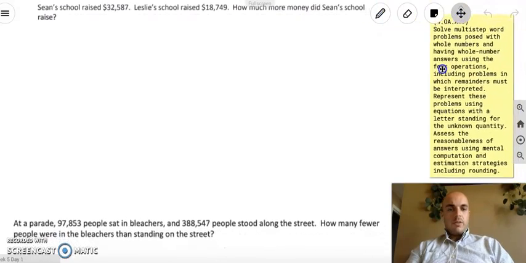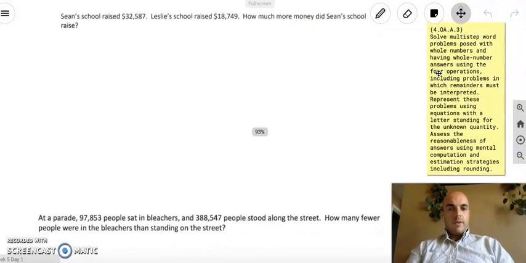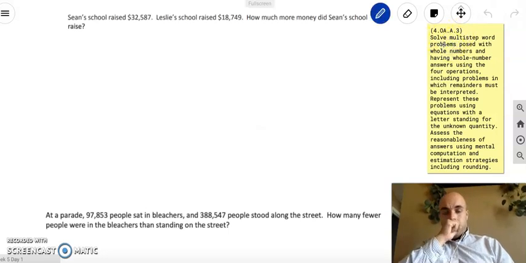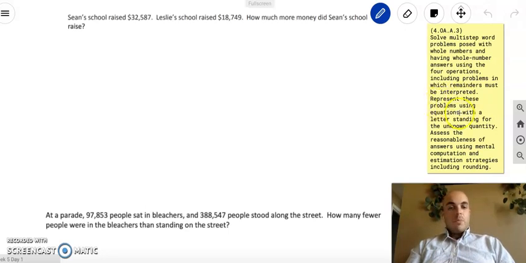Our standard is as follows. It's the 4.OA.3. I'll zoom out just a little bit. And our objective is to solve multi-step word problems posed with whole numbers and having whole number answers using the four operations, including problems in which remainders must be interpreted. So this is for the division aspect of things, which will be much later. Represent these problems using equations with a letter standing for the unknown quantity. Assess the reasonableness of answers using mental computation and estimation strategies, including rounding.